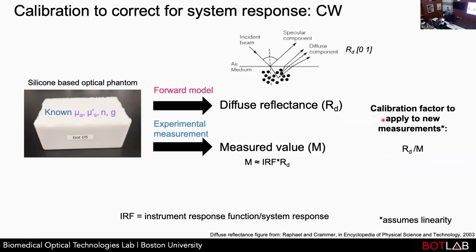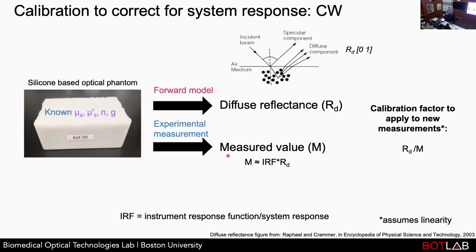But how do we use these phantoms? So one way we do this is, for example, for these diffuse optical techniques, let's say we have this material and we know the optical properties of the material, mu A, mu S prime, and sometimes G. We can use a forward model, which we talked about yesterday, to go from optical properties to some known diffuse reflectance. It just means a material with these optical properties, this geometry, we know should give us a diffuse reflectance that's R_D. We take an experimental measurement with our device and we get some measured value M.